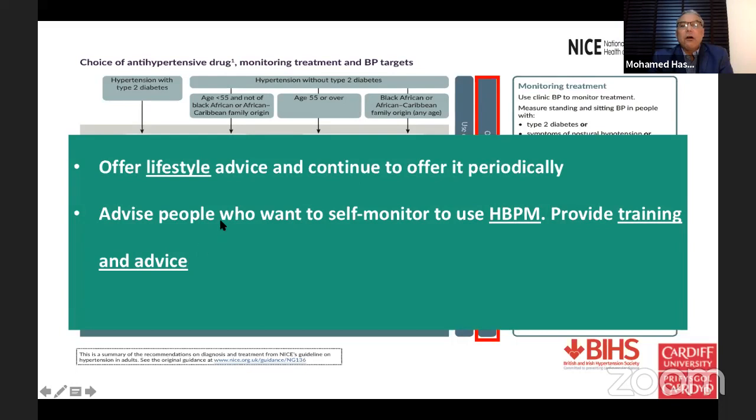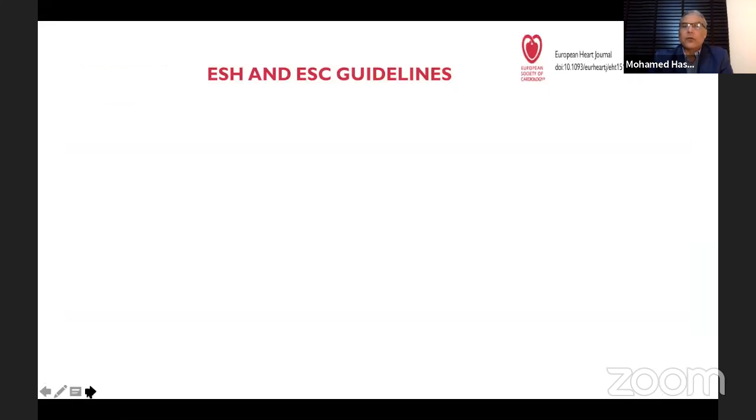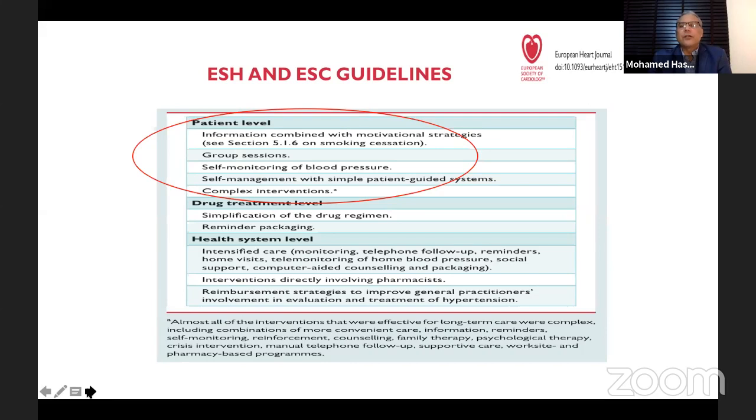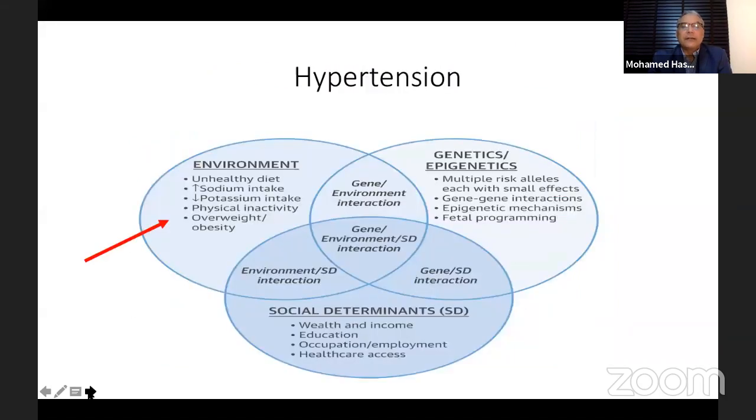And they specifically say, offer lifestyle advice and continue to offer it periodically, and advise those who want to self-monitor to use home blood pressure monitoring, because it's quite helpful. The same would apply from the European Society for Hypertension and European Society for Cardiology, where they also stress the importance of motivation and education and simplifying things. So when you think of hypertension, there are genetic causes, there are social causes, and there are environmental causes. And of course, all of them overlap. Today, I will address some of the environmental causes.